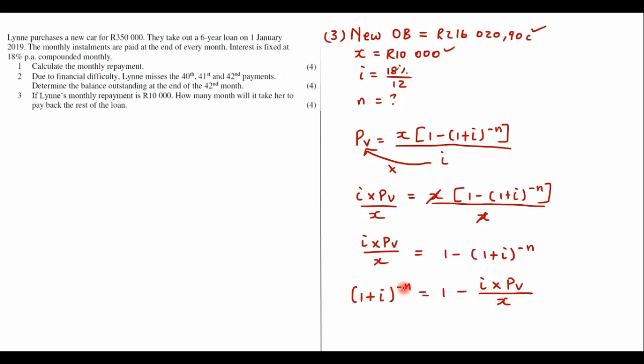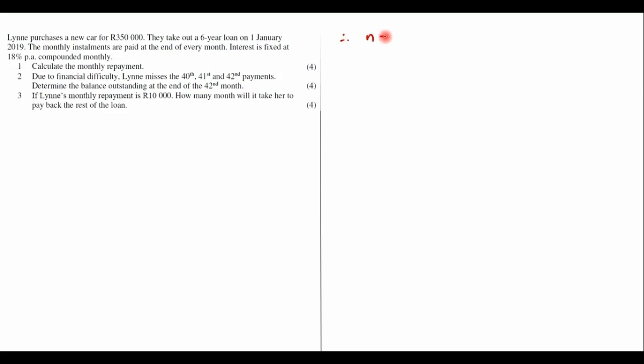Now, this whole part here, I need to find this power here. So what I'm going to do is use the logs, right? Therefore minus n is equal to log, and my base here is 1 plus i, and the solution that I have here is 1 minus i times PV over x. And from here, you can divide by the negative, and it becomes minus log to the base (1 plus i) of (1 minus i times PV over x).